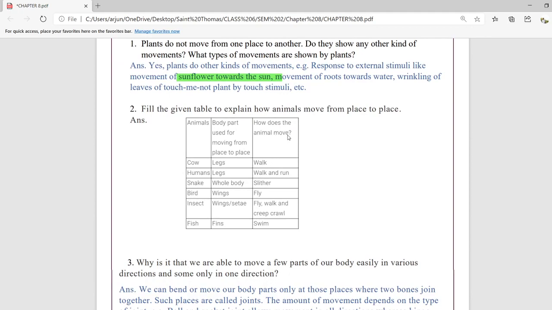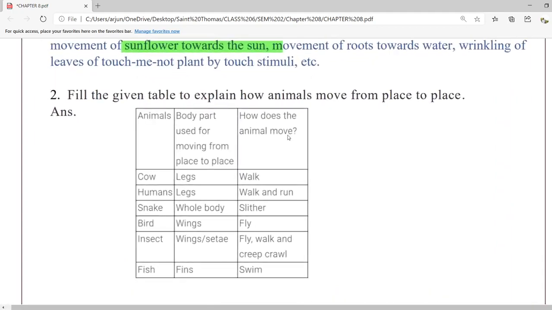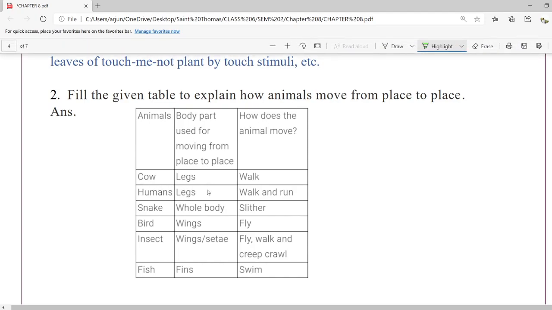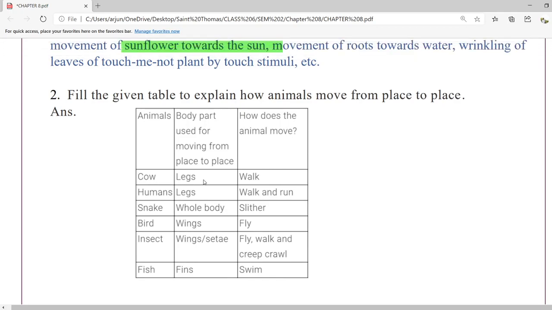Fill the given table to explain how animals move from one place to other. So here your answer can be like this. Cow: the body part used for moving from one place to another is legs. Cow uses legs for moving from one place to another. And how does the animal move? By walking, right? The next is humans. Humans use legs and they walk and run.